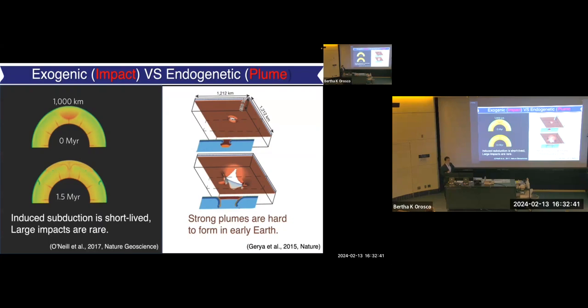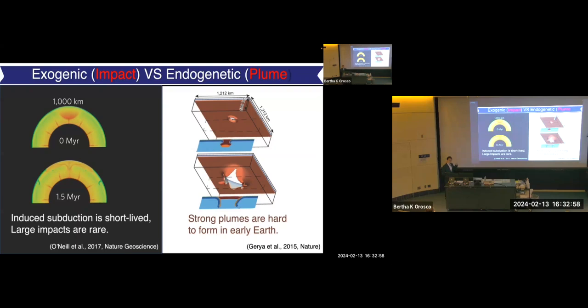So right now, there are two ways to generate subduction without a weak zone. One is by large impact. If you have an impactor with a size like 1,000 kilometers, it can break the lithosphere and induce subduction, as you can see here. But in this paper, this subduction is short-lived.